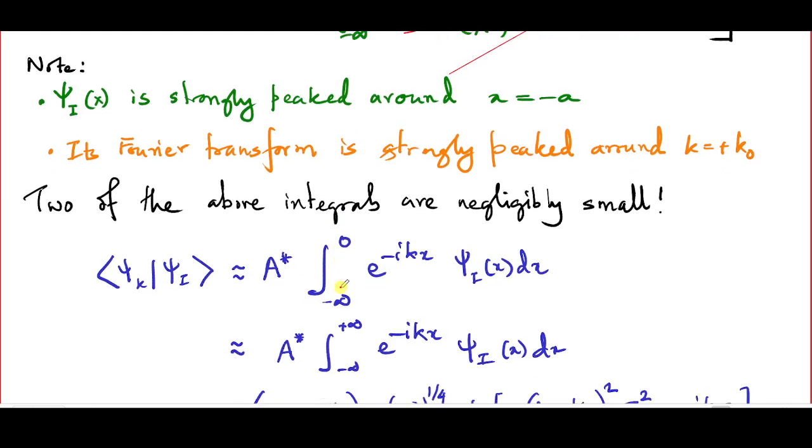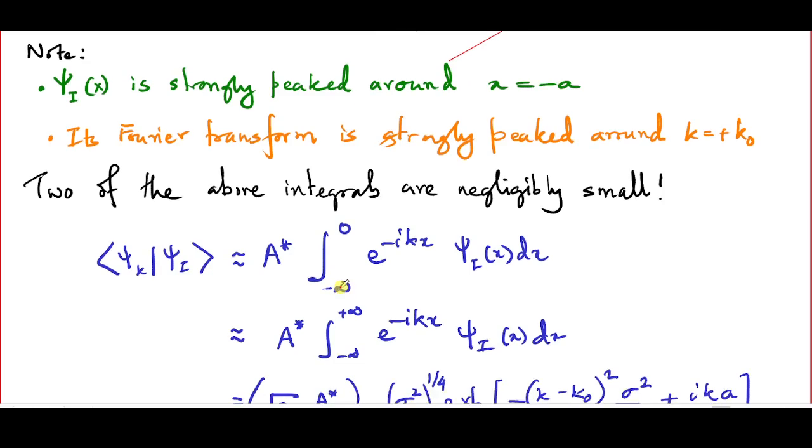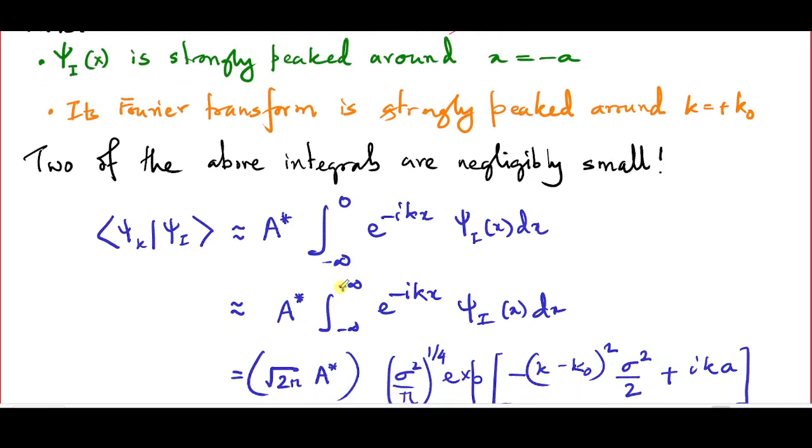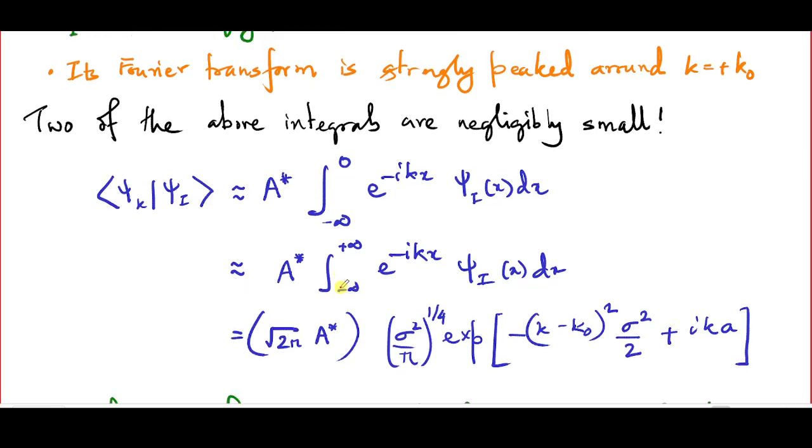So, once you carry out the approximation, this really becomes root 2 pi times the Fourier transform of psi I x. And we do know what that Fourier transform is. So, our a_k, the coefficient that we are looking for, is given by root 2 pi A star, sigma squared by pi to the fourth root, times exponential of minus (k minus k0) squared sigma squared by 2 plus ika. This, of course, is exactly the Fourier transform that we had calculated.